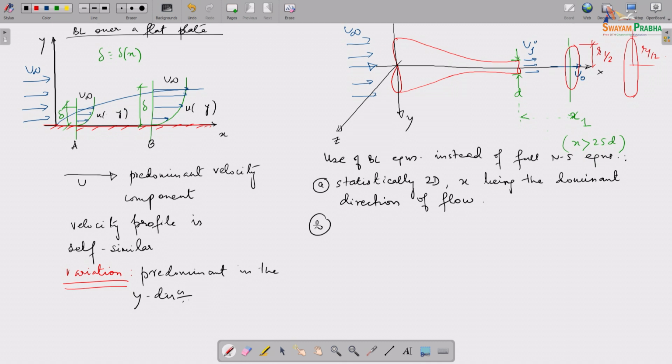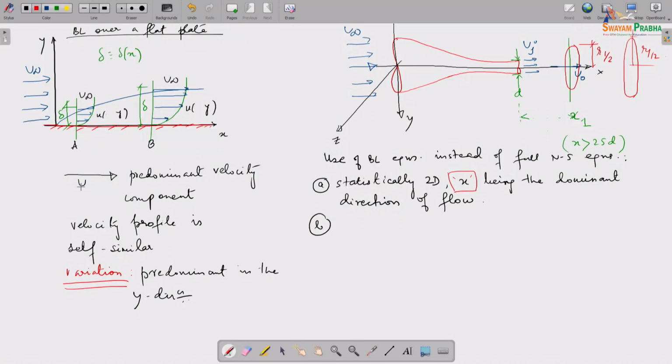So it is 2D because this is time variant. If you take mean values over a period of time, you will see that x is the dominant direction of flow, and the changes in the flow in the y direction are quite small, quite negligible, and therefore we consider this as a 2D thing, with x being the dominant direction of flow. Again, this is also something we've written.